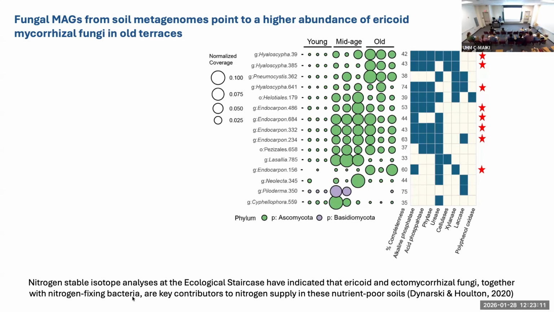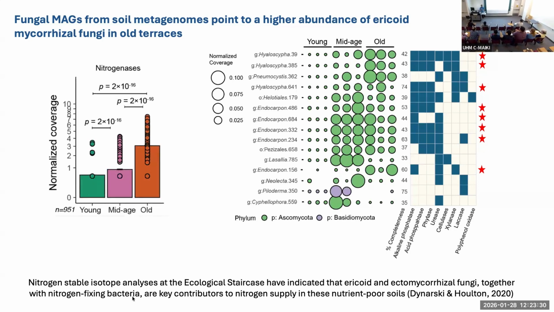This is what I was mentioning before. There are nitrogen stable isotope analyses done at the ecological staircase that have indicated that ericoid and ectomycorrhizal fungi together with nitrogen-fixing bacteria are the key contributors to nitrogen supply in these nutrient-poor systems. And if you remember, I also showed you a higher potential for nitrogen fixation in these terraces, indicating that our results make sense in a way. But beyond that, I need to sell that again and again: we are able to get MAGs, guys, for fungi, for protists. So we are very happy for that.